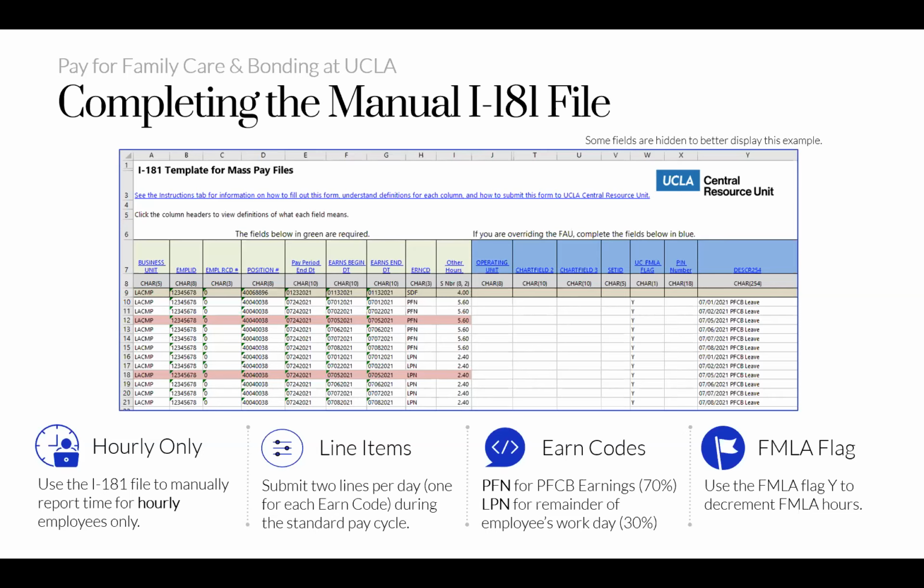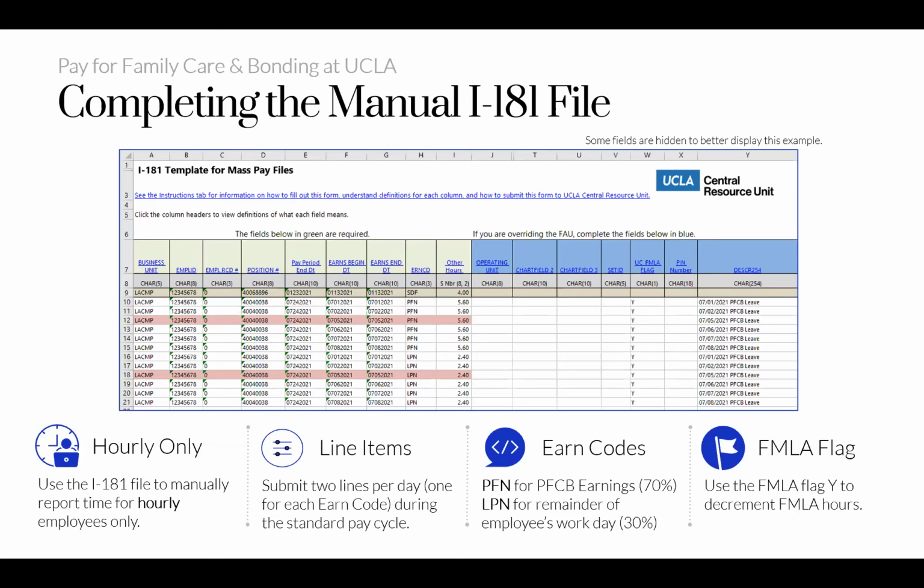We are going to submit 2 lines for each day for the employee. One which will represent the 70%, which is the PFN, and the other one is the LPN, which represents the 30%. So as I said, the earn codes for this program are PFN and LPN, and it's very important to note that if the file does not have the FMLA flag, the transactions will be rejected.